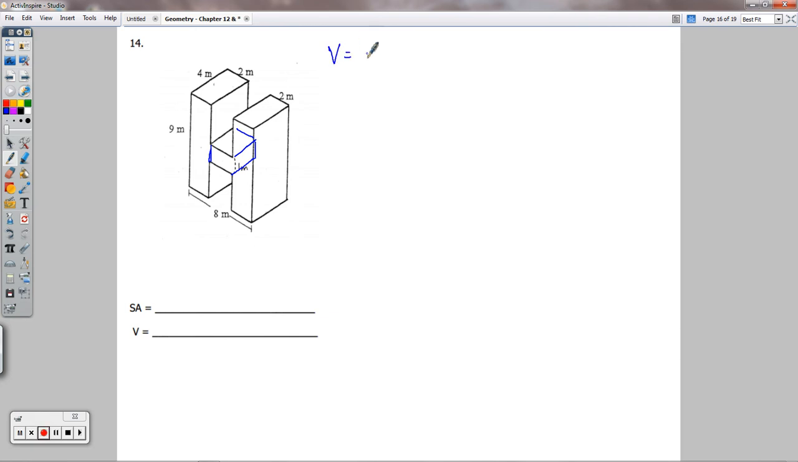So this one and this one are the same, and then this one is just a small rectangular prism there. So the volume would be, looks like 2 times 4, the area of the base, you could call this B, 2 times 4 times the height, 9. So that's the volume of figure 1, you could say, and this I could call figure 2, and this one I'll call figure 3.